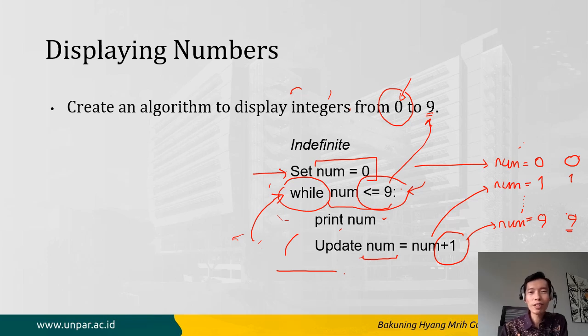So that's all for this example. You can solve this problem of displaying integers from 0 to 9 using either a definite loop or an indefinite loop.